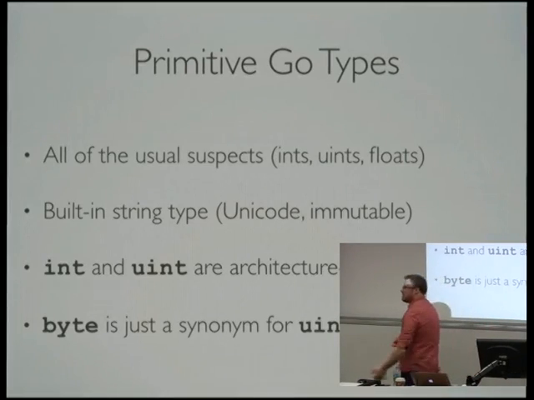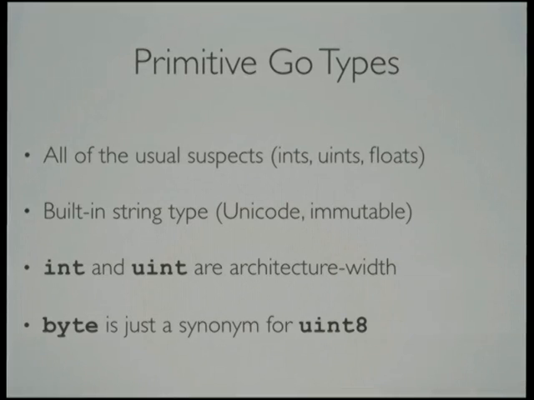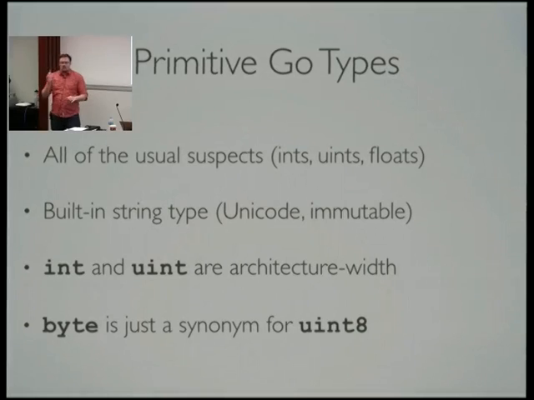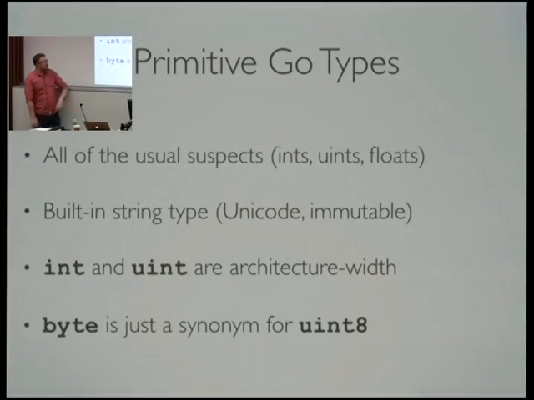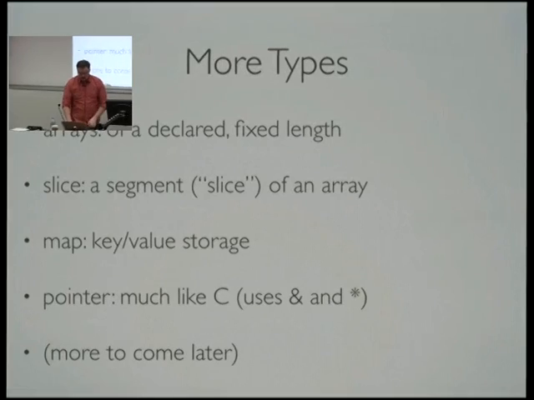Primitive Go types, like most languages, has ints, uints, floats. They also added strings, which are really nice and most people tend to want to use. They are Unicode. As an aside, Go source code files are defined as UTF-8 files. You can put whatever Unicode you want in the comments, in the strings, anything. Go for it. Int and uint are architecture width, and there's a couple of synonyms. Byte is a synonym for uint8. There's a rune synonym for a uint32, which is for character storing. That's pretty straightforward.